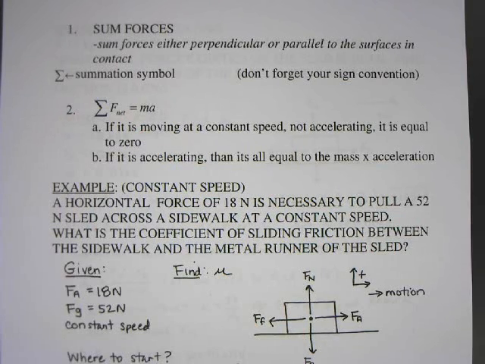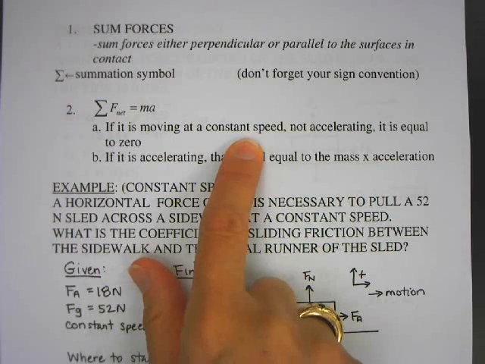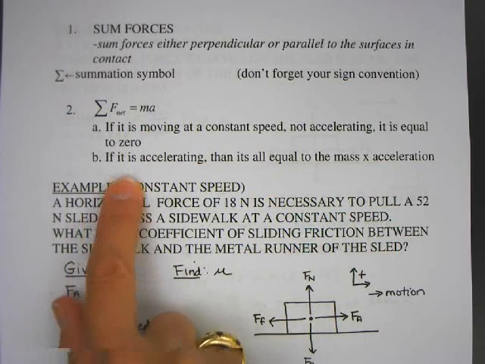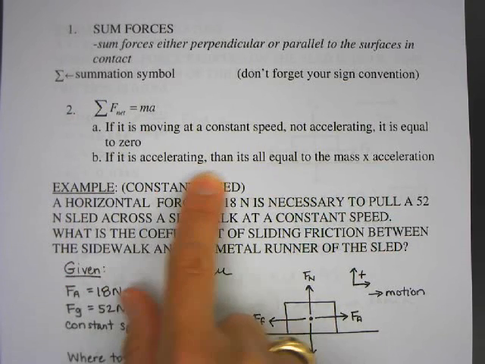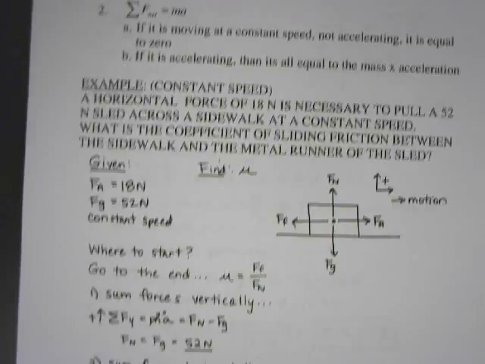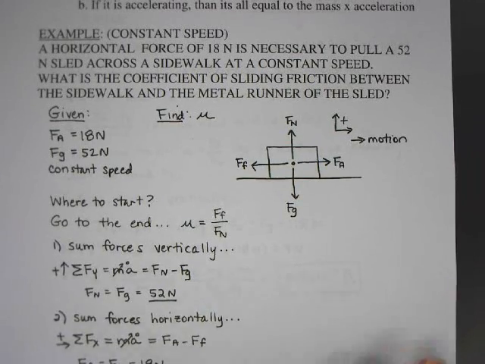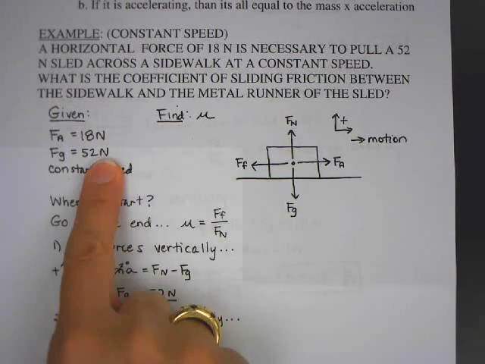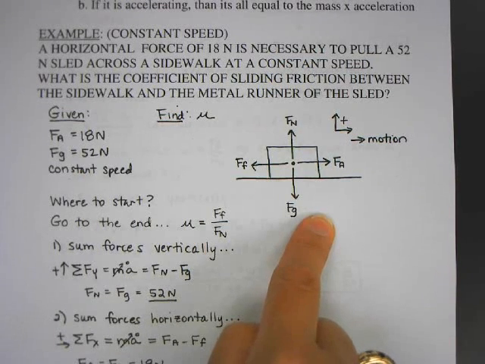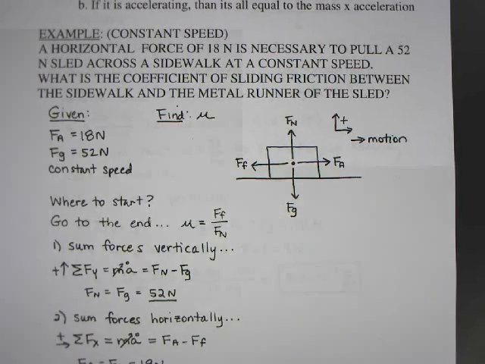Now, there's two types of things we have to be careful for when we look at problems. Number one, if it's moving at a constant speed, that means the acceleration is 0. If it's accelerating, then we know that F is equal to MA. So we're going to look at two examples. The first example is when something is moving at a constant speed. So again, we're going to write our given. We're going to write what we want to find. We're going to draw our free body diagram. And then we're going to look at certain steps to help solve the problem.